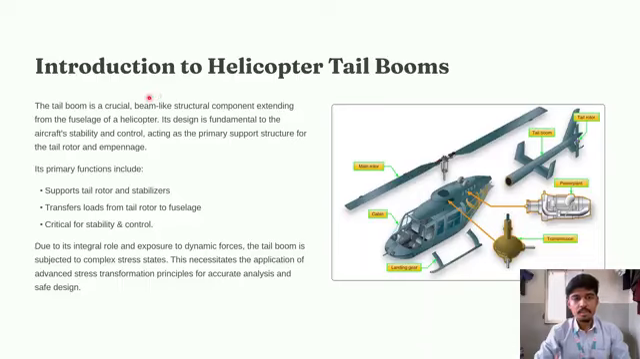Introduction to the helicopter's tail boom. The tail boom is a crucial beam-like component extending from the fuselage of the helicopter. Its design is fundamental to the helicopter's stability and control, and it acts as the primary support structure for the tail rotor and empennage. Its primary functions include support to the tail rotor and stabilizers, transferring load from the tail rotor to the fuselage, and being critical for stability and control.